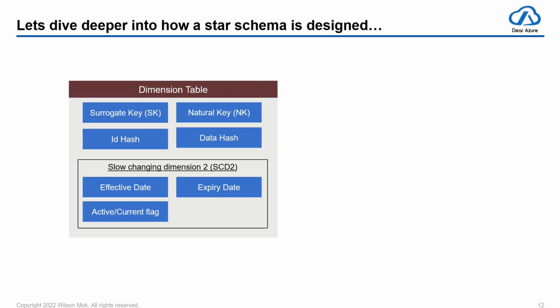And finally, we'll have the data hash as well. This column stores the hash value of all the data values for the data record. This column is used to check if the records in the source system have been updated or not. It's just a shortcut for us to do comparisons instead of having to compare column by column, essentially.